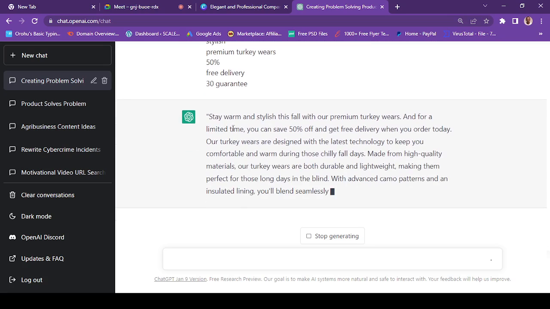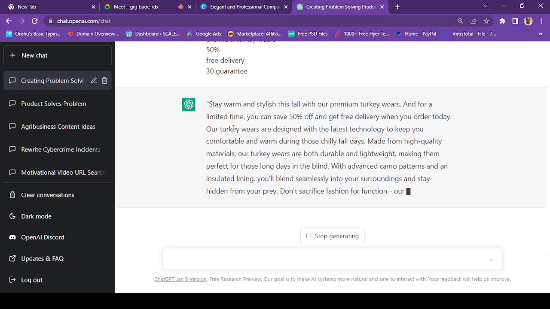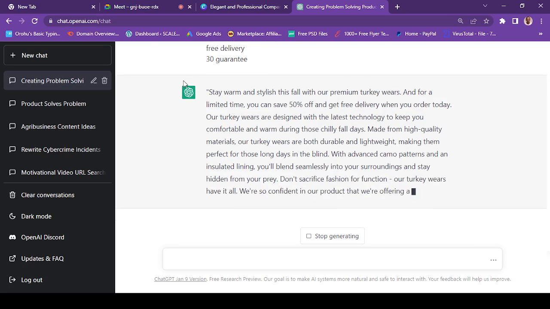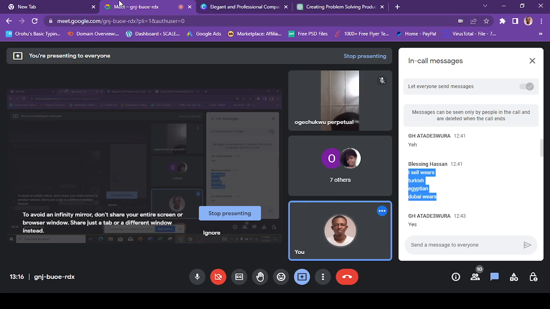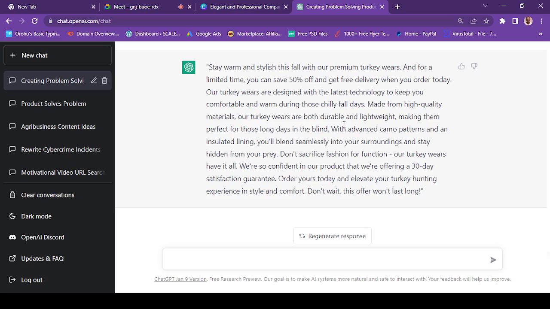Hope you can see what's happening. Technology has gone weird, sincerely. Can you see what's happening? Now let's read it.